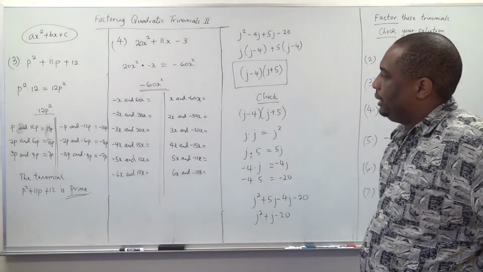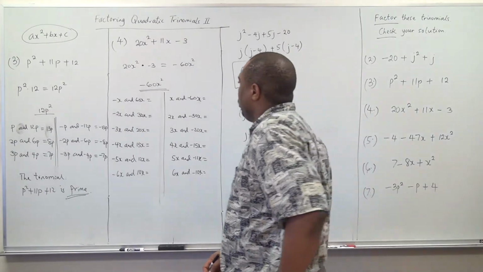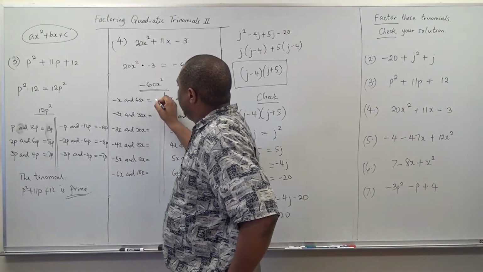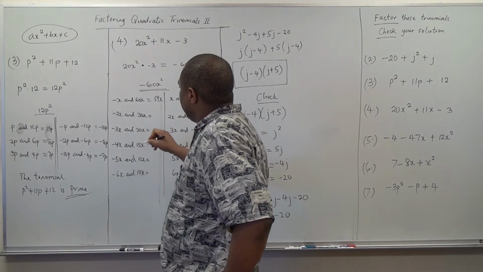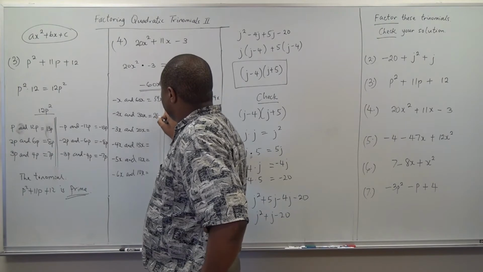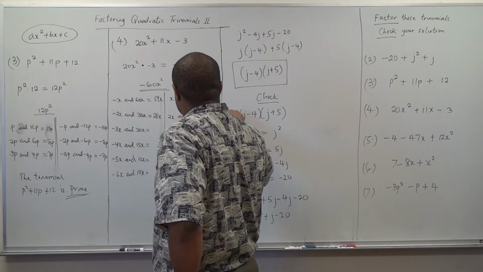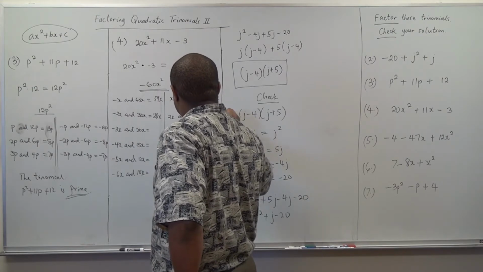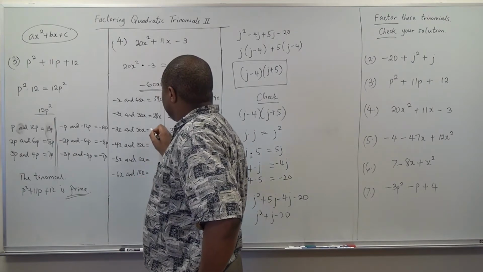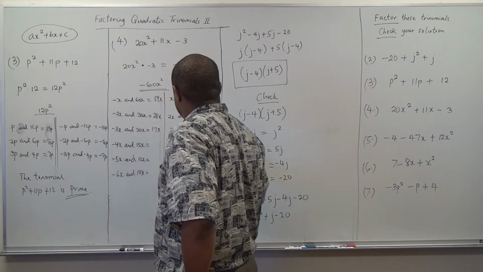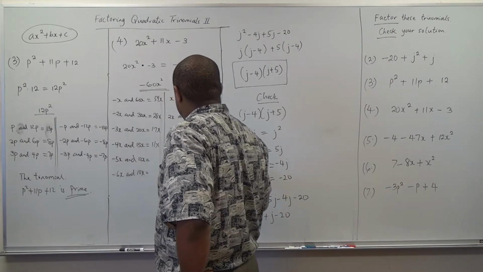Okay, and I think this is it. So this will give us a negative 59x, and this will give us 59x. This gives us 28x, and this becomes negative 28x. This gives us 17x, and this is negative 17x. This gives us 11x, and this is negative 11x.